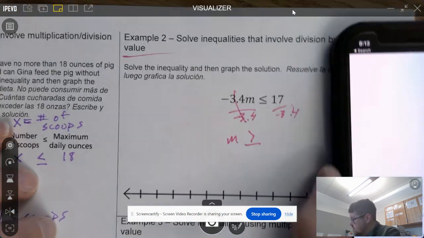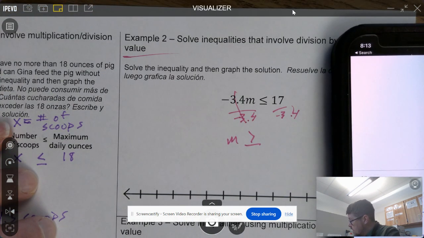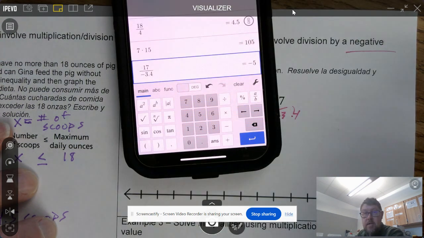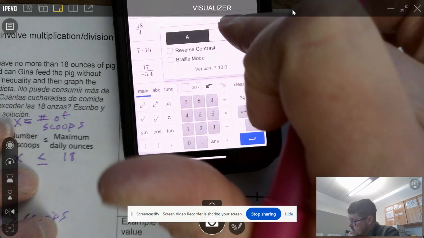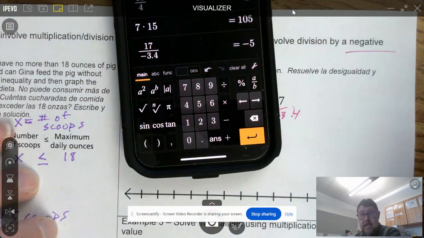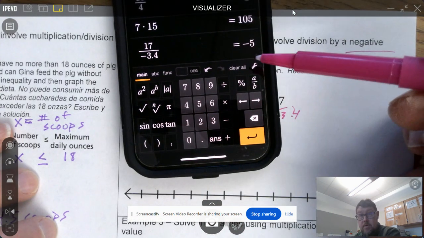And then we just take that 17 and we divide by negative 3.4, and we end up with, oh gosh, you can't even see that. I'm sorry, guys. So let me flip this a little bit so it's easier to see. Okay, so we take that 17, we divide by negative 3.4, we get to negative 5.